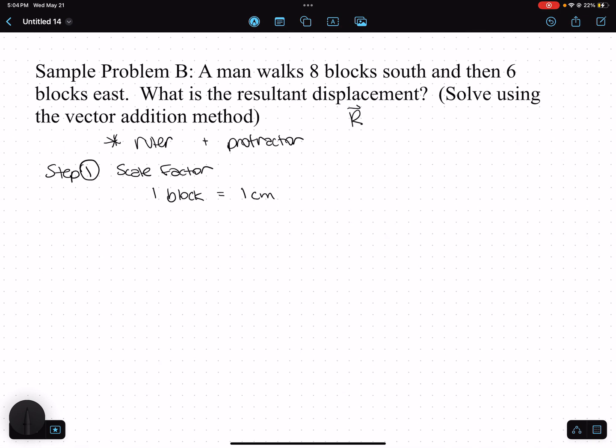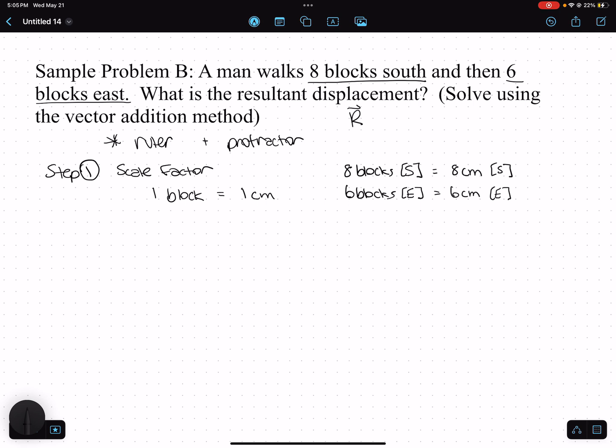First things first, we are going to convert the 8 blocks south and the 6 blocks east to a drawable vector on our sheets. If it is 8 blocks south, then what we would draw using our scale factor is just 8 centimeters south. And if we also have 6 blocks east, then we are going to draw a 6 centimeter vector towards the east. Okay, so this is a very simplified problem.